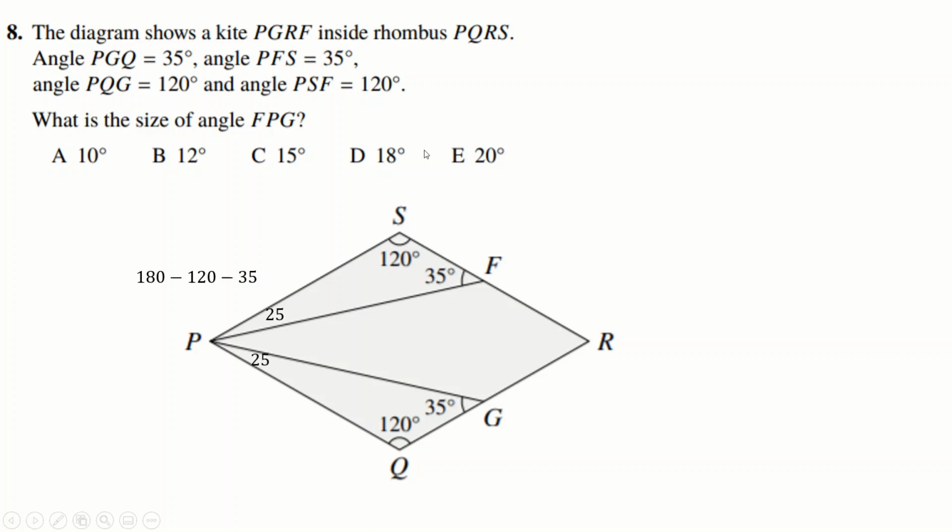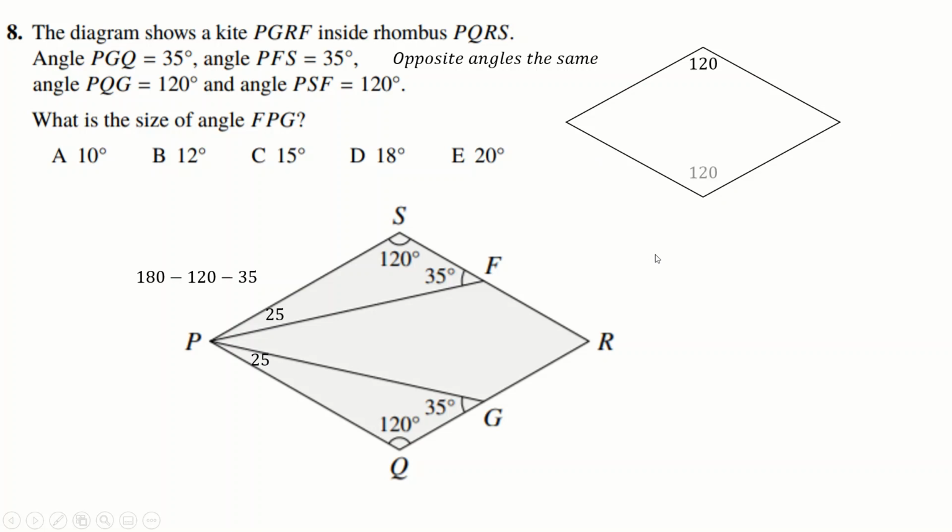Now I think that actually the key piece of information here is that we've got a rhombus, PQRS. And now rhombuses have opposite angles the same. So we can see 120 and 120 is the same here and here, so that's good. But also these angles need to be the same. And now there are 360 degrees in any quadrilateral, so 360 take away 120, take away 120 is 120. And then that needs to be shared equally between these two angles.